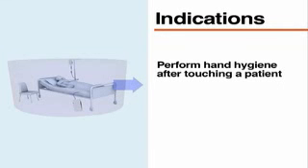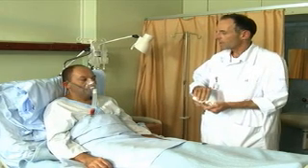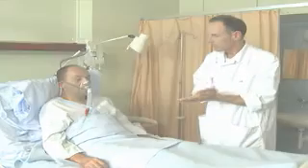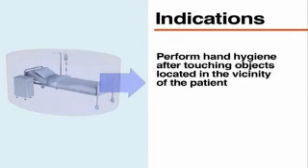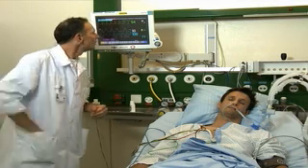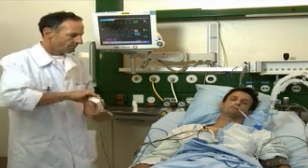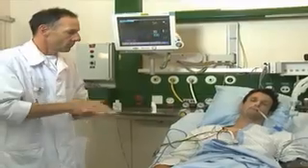You should also perform hand hygiene just after touching a patient and before touching any object located outside the patient zone. This will limit the risk of germ dissemination to the healthcare environment. Even if you did not touch the patient, perform hand hygiene after touching objects located in the vicinity of the patient. For example, perform hand hygiene after touching a monitor, bedside table, or bed rail, since these may also be contaminated by the patient's microbial flora.